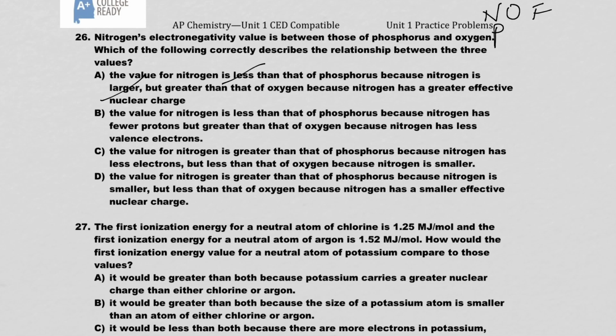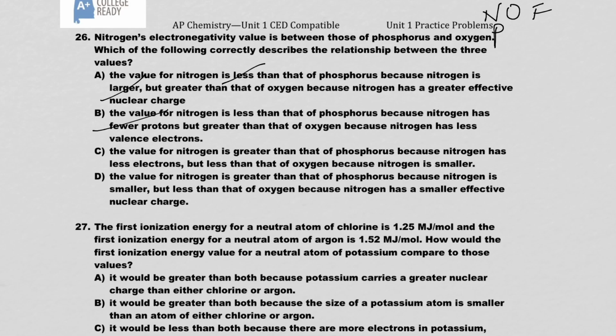All right, B, the value for nitrogen is less than that of phosphorus. Okay, that says that correctly because nitrogen has fewer protons, but greater than that of oxygen because nitrogen has less valence electrons. Okay, they're mixing up two different things. If it's about protons for one, it's going to be about protons for the other, or about electrons for one, it's going to be about electrons for the other. They're not hitting all the valid points.